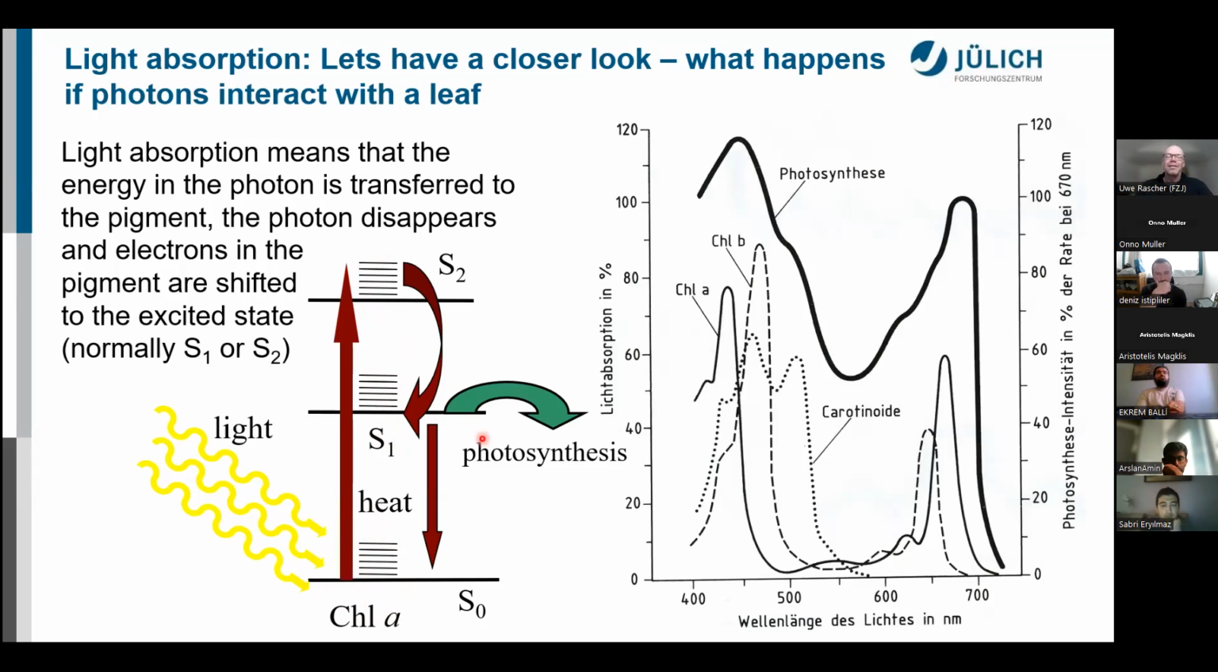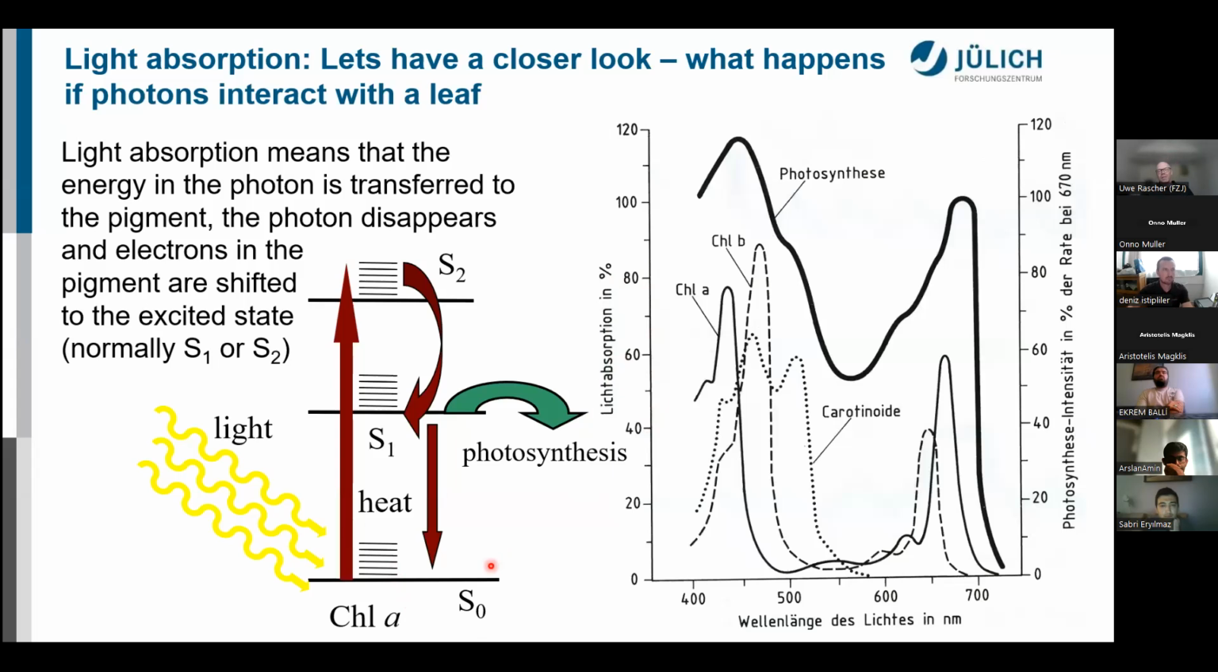And this is something which the plant sometimes wants because, for example, in the case of photosynthesis, this energy is then used to drive the photosynthetic machinery. I will come back a little bit to photosynthesis at the end of my talk. But now let's talk again about this absorption, the light absorption.